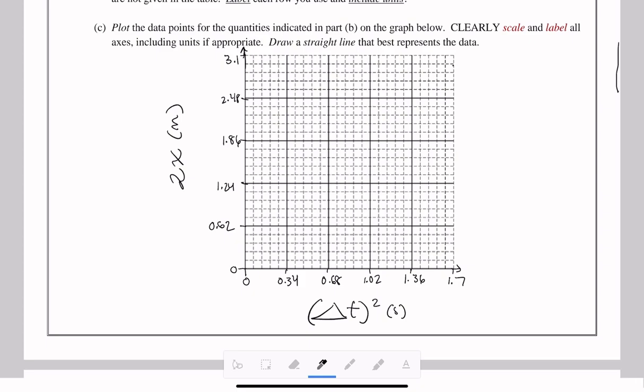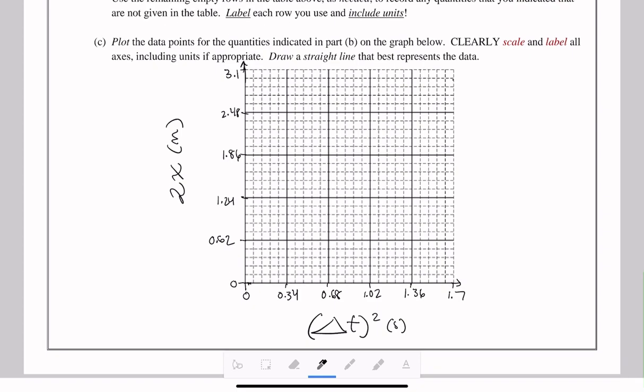Okay, so now it's time to plot the points. And then I drew a line that best fit all the points. It's kind of squiggly, but yeah.